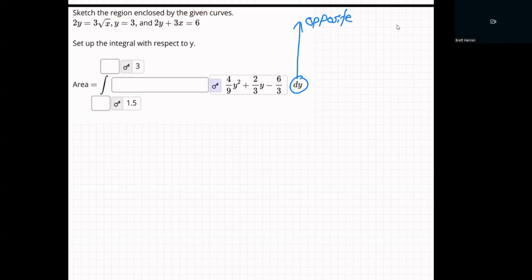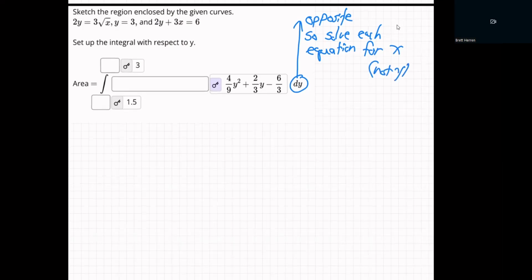We're used to dx. So solve each equation for x, which I know probably sounds weird, not y. Meaning this equation, well, that one already has y, there's nothing to do, and that equation. Because normally I would take 2y equals 3 root x, and normally we would get y alone. That's for a normal one, which would normally be dx. But because they gave us dy, I want you to solve for x instead.